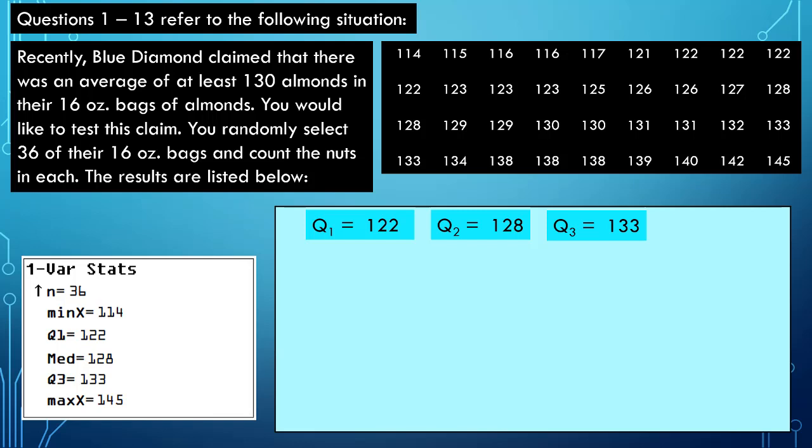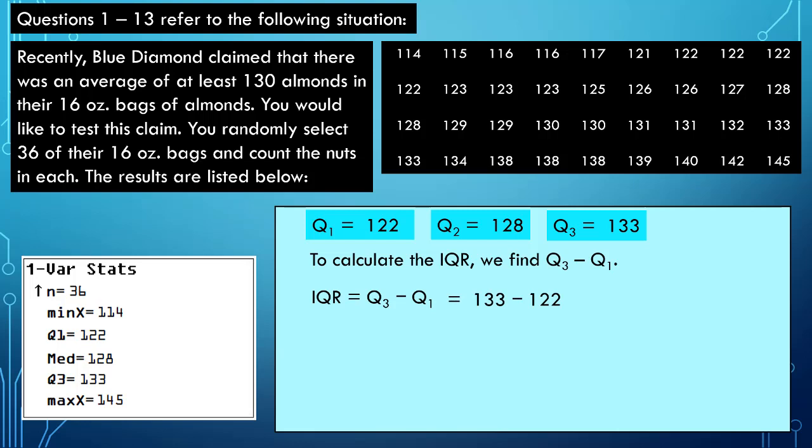Then we're supposed to define the IQR. The IQR is Q3 minus Q1. So the IQR here is going to be 133 minus 122, which is 11. So that's the IQR. We were then asked to find any outliers. To find outliers, we have to use 1.5 times the IQR as our measuring stick, and any data entry that falls more than 1.5 IQRs away from the central portion of the data, the portion of the data that falls between Q1 and Q3, is an outlier.